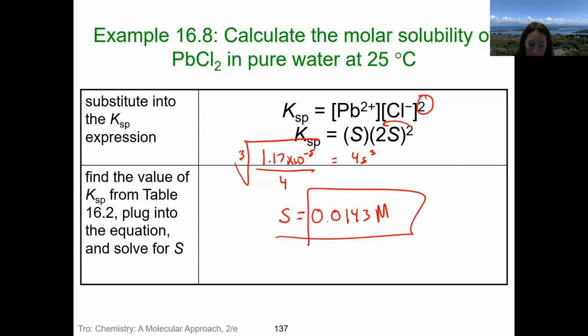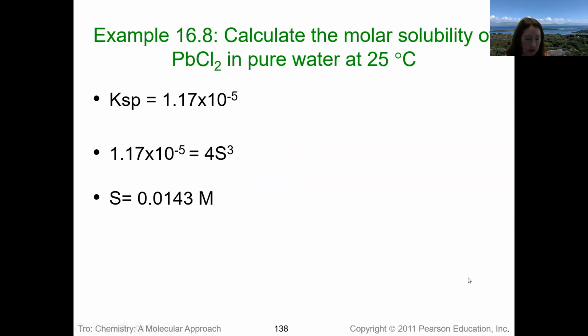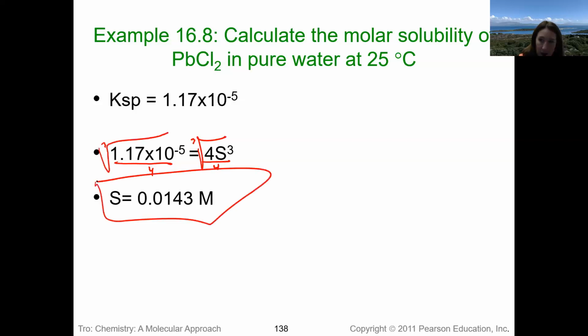So this is the amount that will dissociate in our solution, which is not a lot. Okay, so I think I have, oh yeah, here it is right here, perfect. Right, so we just divide by 4, and then we just take the cube root. And here's our S.